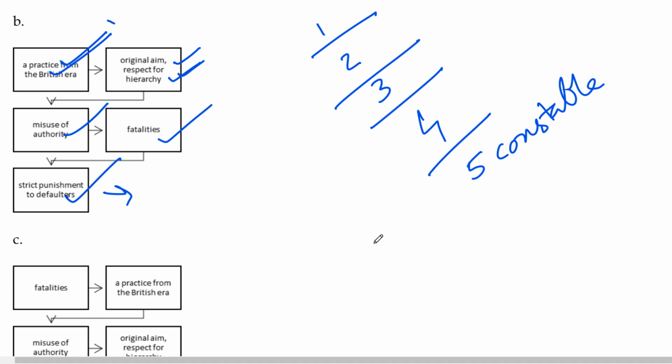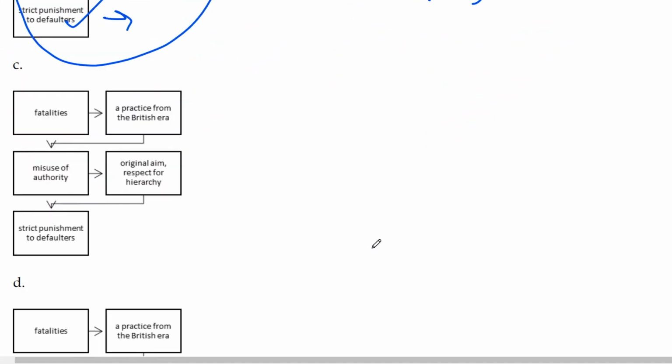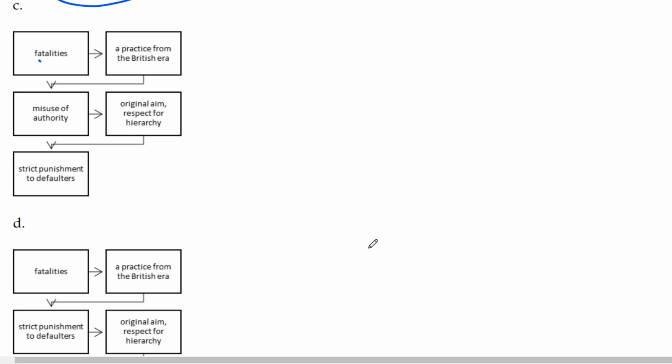It may be a paragraph. And that paragraph should be like this in a cohesive order. It can be. Let us check the other options. Fatalities. How can we start a paragraph with fatalities at the beginning itself? Practice from the British era, then misuse of authority, original aim, respect hierarchical order, strict punishment. Yes, this can be kept there only. So C is not the right option.